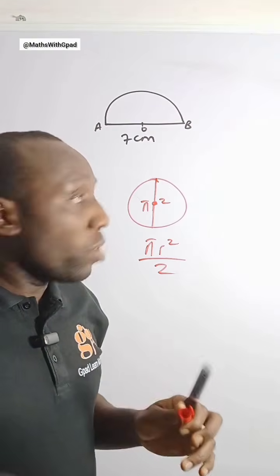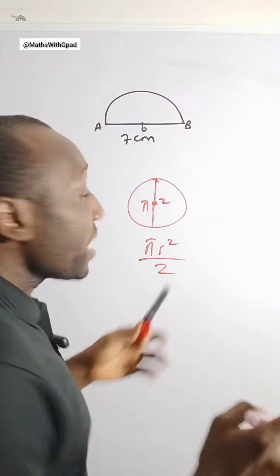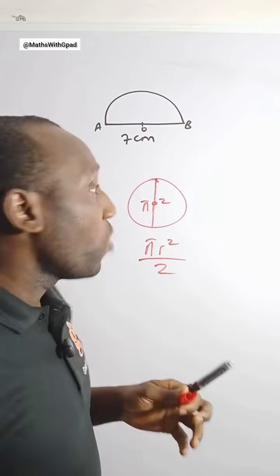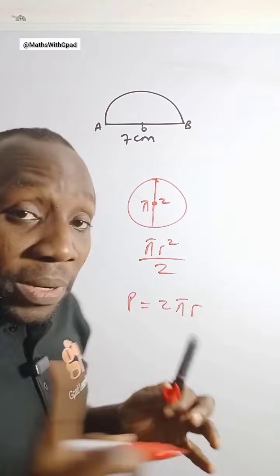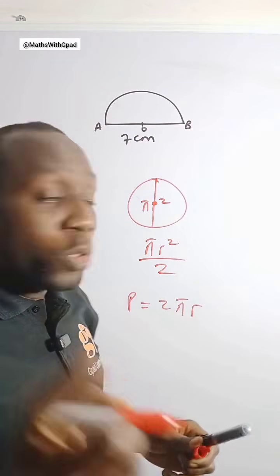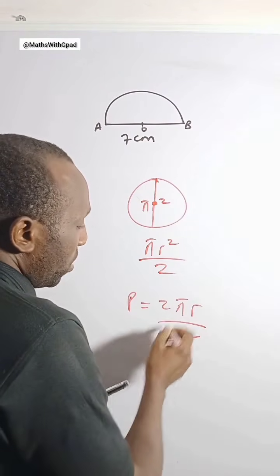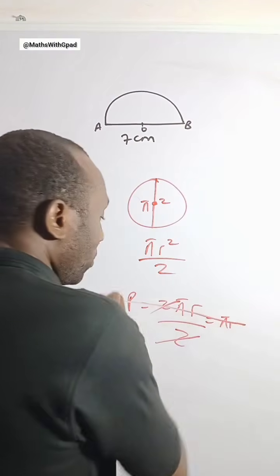But students also make the same mistake because they know that the circumference or the perimeter of a circle is 2 pi r. They simply say the perimeter of a semicircle will just be you dividing the perimeter by 2. And they say this is pi r. But this is completely balderdash.